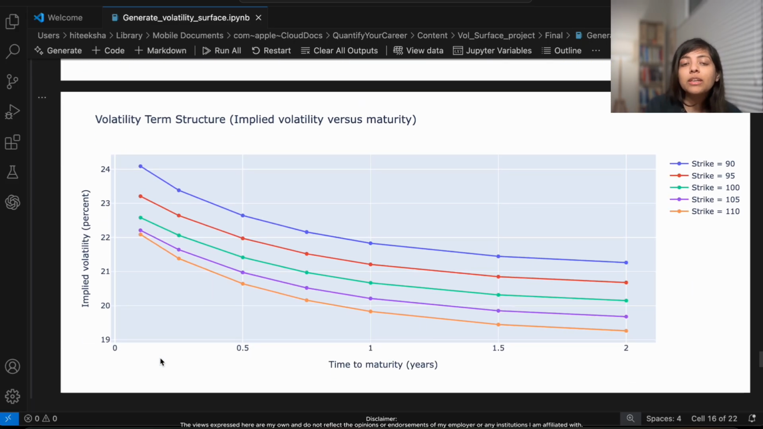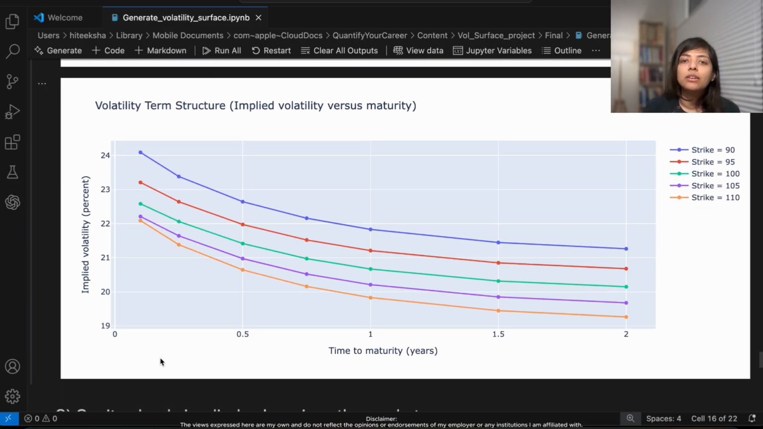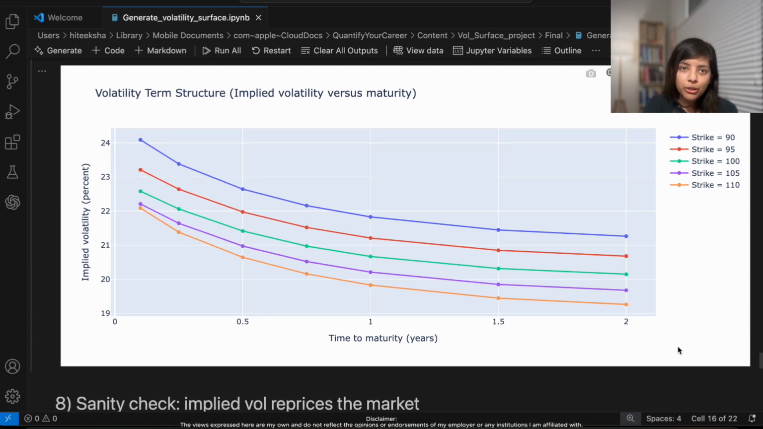The second key plot is the term structure. This is another slice through the surface, but cutting it in a different direction. You pick a fixed strike price, usually something near at the money, so it's actively traded. Then you plot implied volatility on the vertical axis and time to maturity on the horizontal axis. This shows you how implied vol changes from short dated options out to long dated options. So this means implied vol depends on maturity too, not just the strike prices.